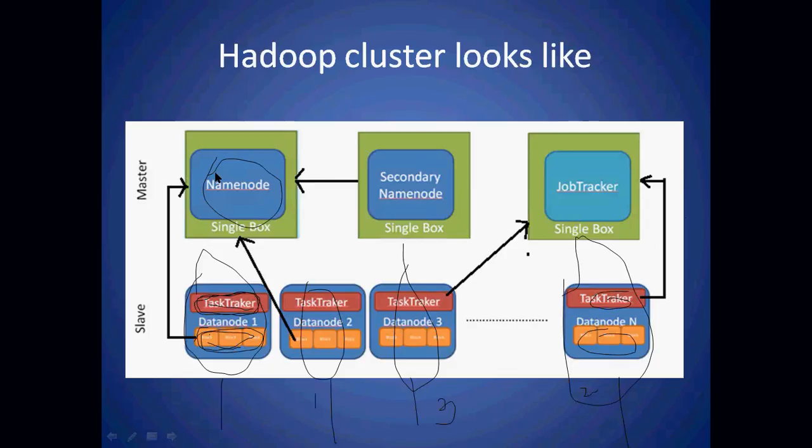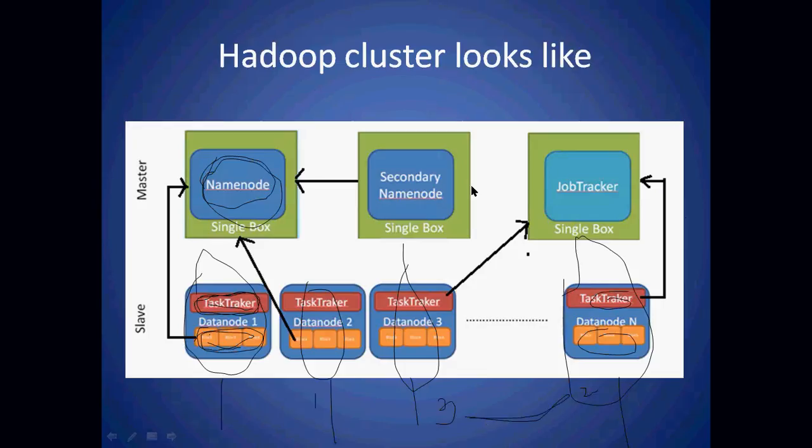There is no link between these copies. Copy 1, copy 2, copy 3 just reside on the data nodes. That's it. But the link is here: the name node has the ID of the copies. Copy 1 is in data node 2, copy 2 is in data node N, and copy 3 is in data node 3. This information the name node maintains. That's what metadata is: where the first copy, the second copy, and the third copy are present. That is maintained by the name node. Apart from that, these copies are not interlinked.